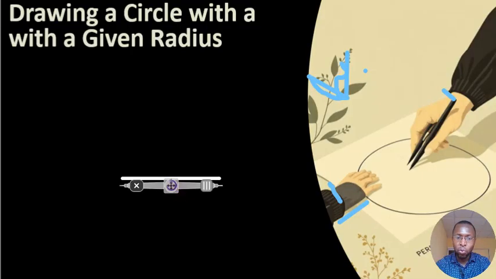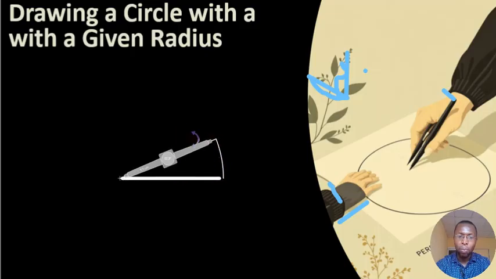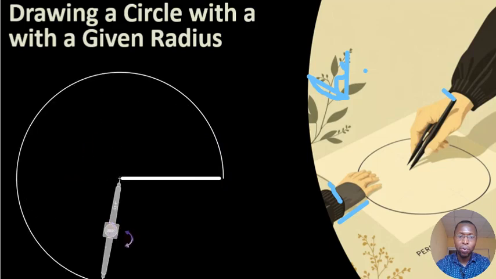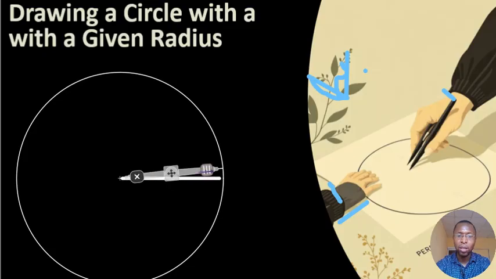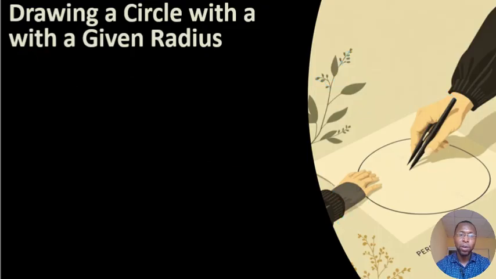So all I need to do is to place the tip of my compass at one end of the line, and then I'll swing my compass to draw my circle. Okay, and this is it. As you can see here, this is exactly a circle with a 5 centimeter radius. That's how to draw a circle with a 5 centimeter radius.